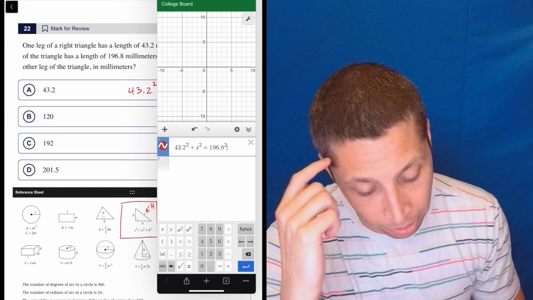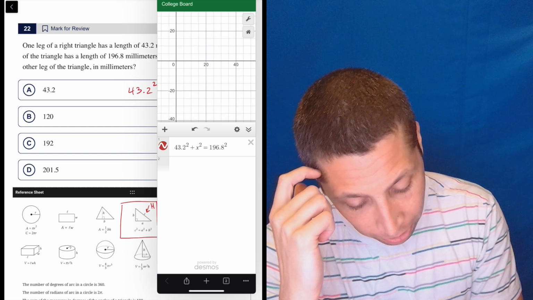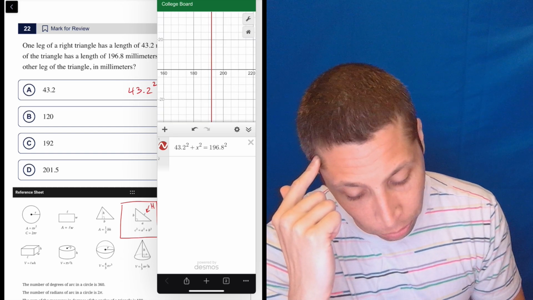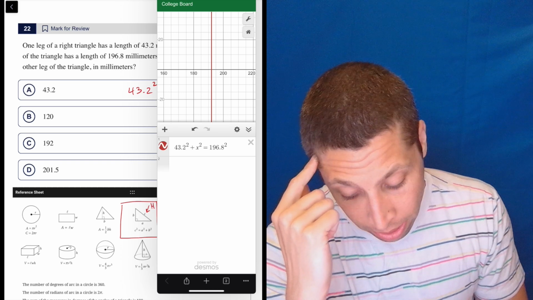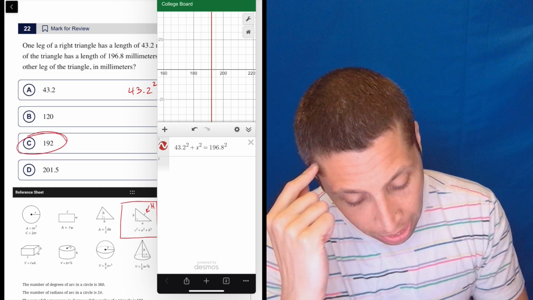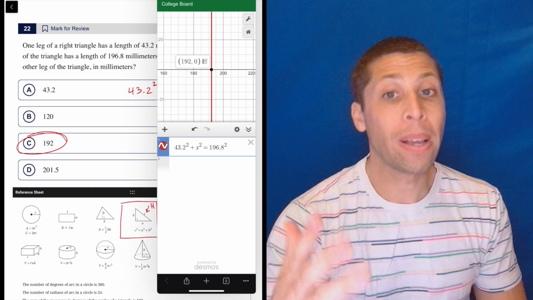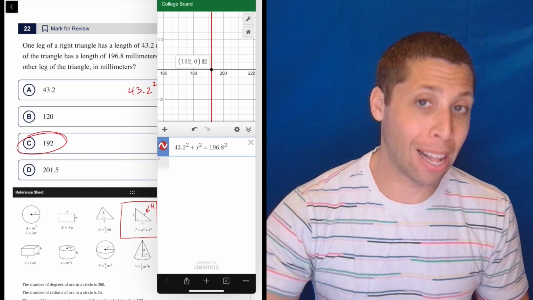Now I don't see anything up here because look at the answer choices, right? It's a big number, but we can zoom out and we can start to scroll. And eventually we'll see it. There it is. It's between 180 and 200. So it's probably C. And if we tap it, yep, there you go, 192. That is the answer.